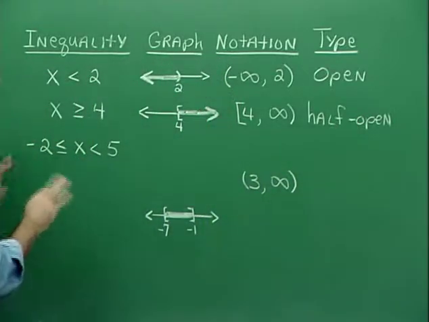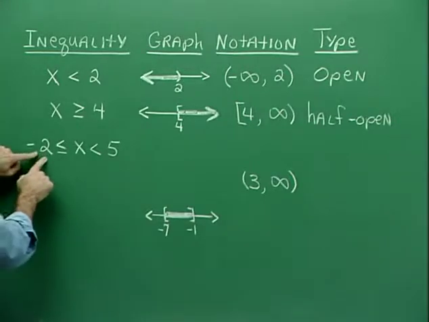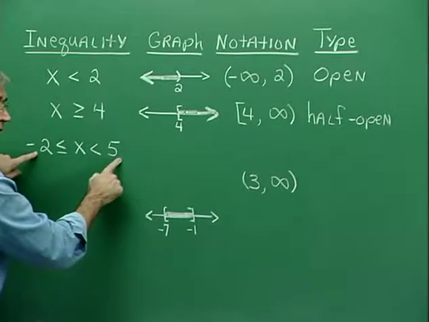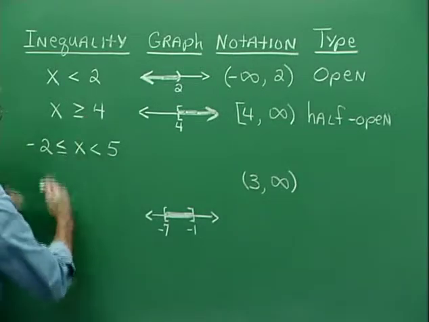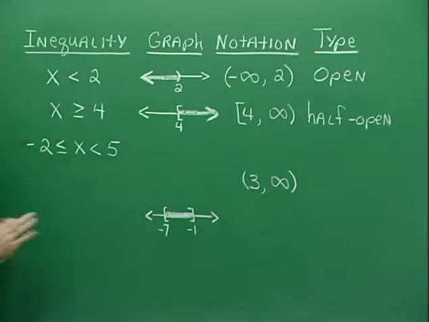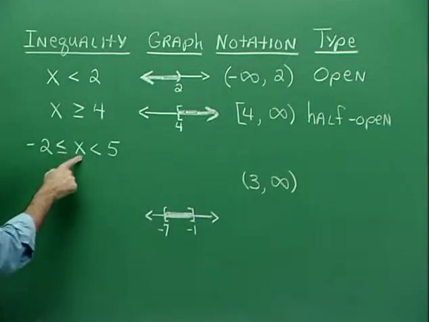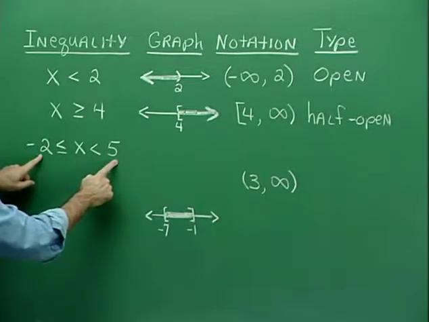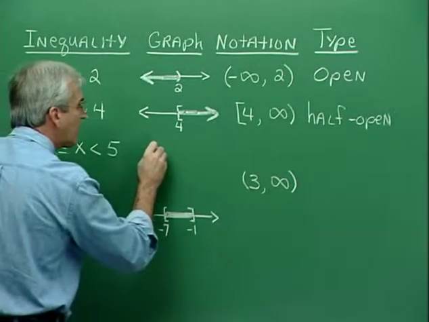For this one, we really have two inequalities in one. We read this as negative 2 is less than or equal to x, and x is less than 5. So we read this inequality, and then we read this inequality. So two inequalities in one. We can really think of this as a situation where the real numbers that we're describing are between negative 2 and 5. So using that idea, it's pretty easy to graph.